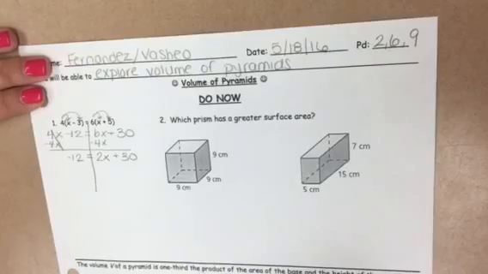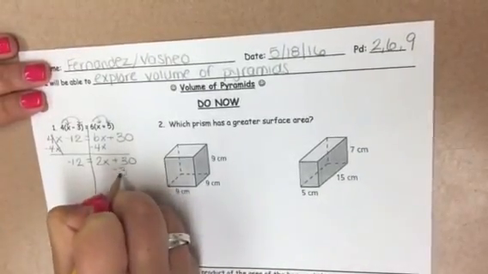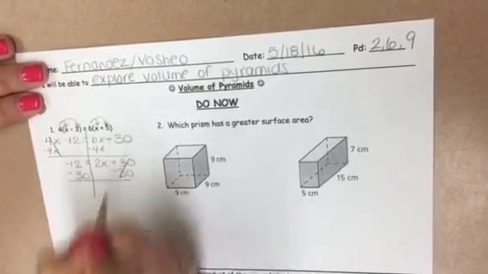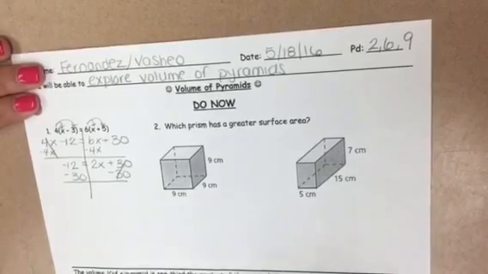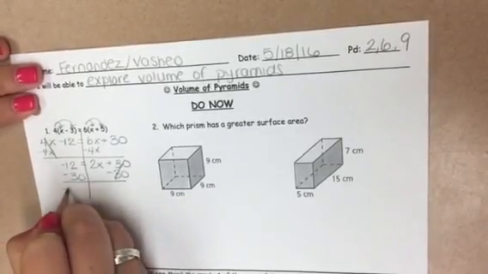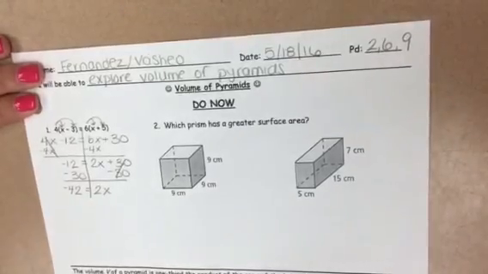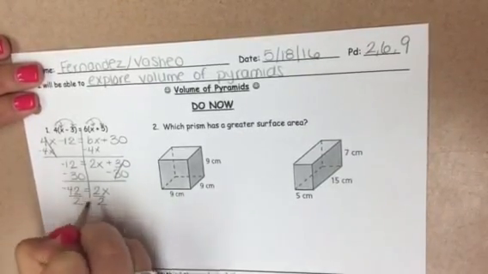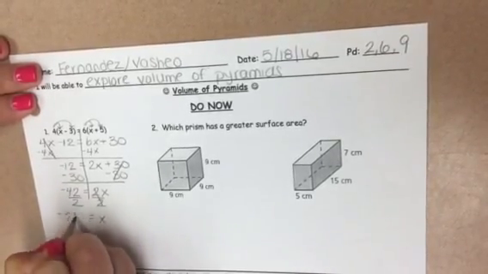To isolate your variable, you use your additive inverse to subtract 30 on both sides. Negative 12 and negative 30 are the same signs, so we add and keep. So negative 42 equals 2x. And to isolate your variable, you divide by 2 on both sides, and x equals negative 21.